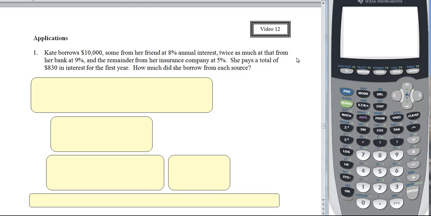Now we're going to look at applications, or, in other words, word problems. There's a particular way I want you to set these up because it's a whole lot easier on you. First thing, let's go read the problem.